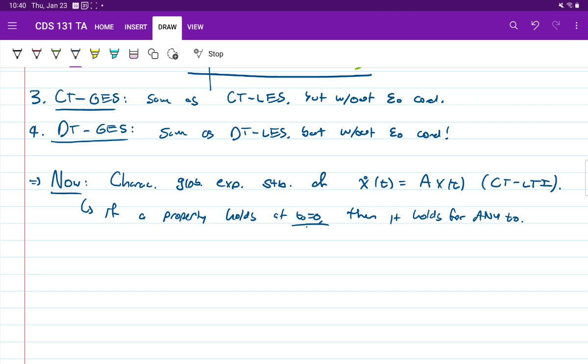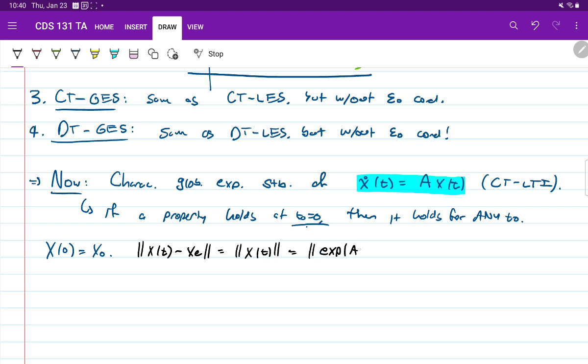Okay, so what do we want to do? Let's say I take an initial condition x of 0 equals x naught. Then if I want to examine the norm of the solution of this system, to figure out the global exponential stability of the equilibrium point 0, I take the norm of the difference, x of t minus xe, which for xe equals 0 just equals norm x of t. This guy is equal to e to the A t times the initial condition at time 0, which is x naught. Then we can bound this above by the norm of e to the A t times norm x naught.